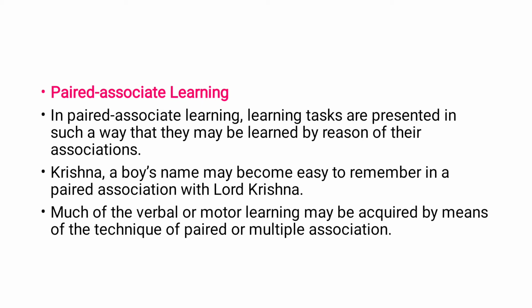Next is paired association learning. In paired association learning, many times we pair two or three things. For example, we keep the list of cranial nerves by using a mnemonic. Similarly, for cancer warning signs we use the acronym CAUTION: C for something, A for something, like that. So why are we associating things? Learning means better memory.